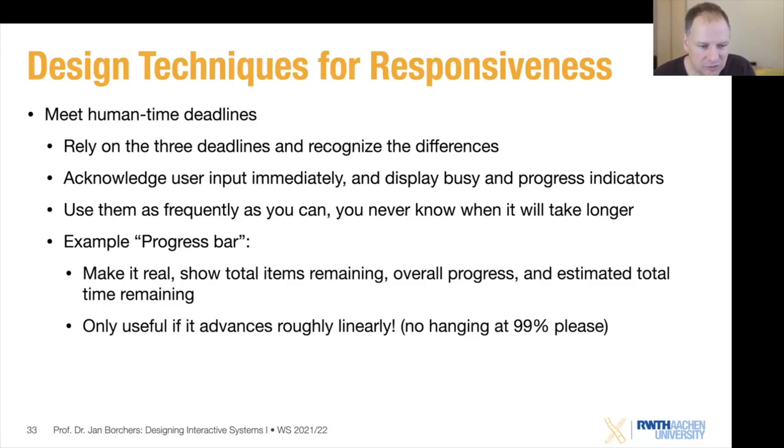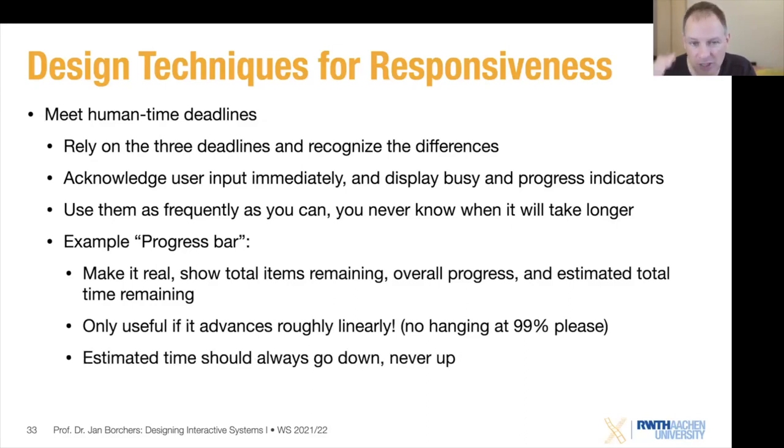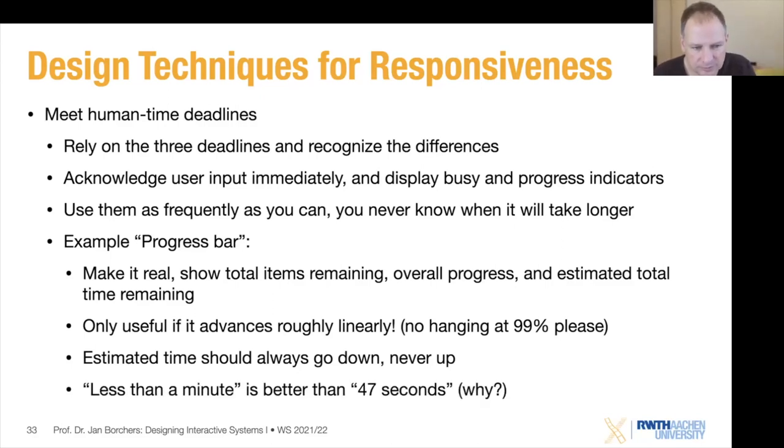Progress bars only make sense if they advance about linearly. And the estimated time should always go down, never up, right? So rather overestimate a bit in the beginning and then correct it. But don't jump around, that's a very common mistake too. And don't be too precise if you don't actually know, right? Less than a minute is better than 47 seconds, because first of all, you're lying. You don't know whether it's really going to be 47 seconds anyway. And since you don't know really, less than a minute is totally enough and appropriate for the user to make a decision whether they want to stick around or not.